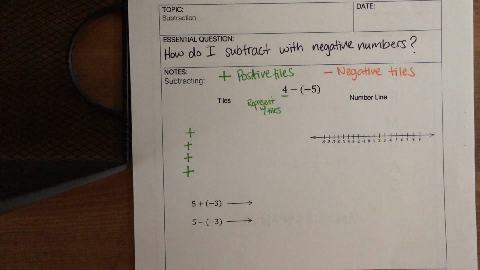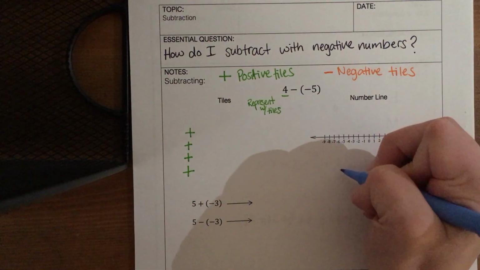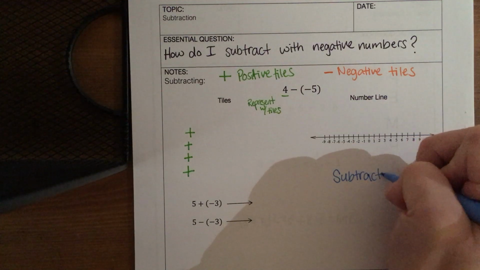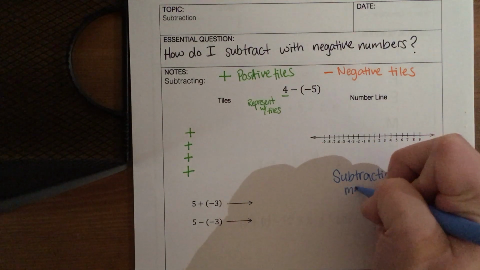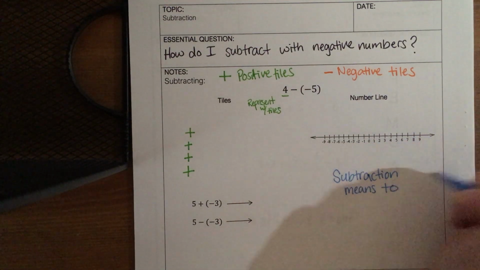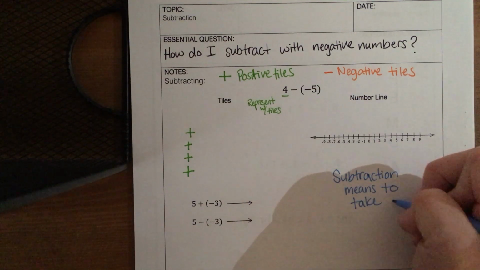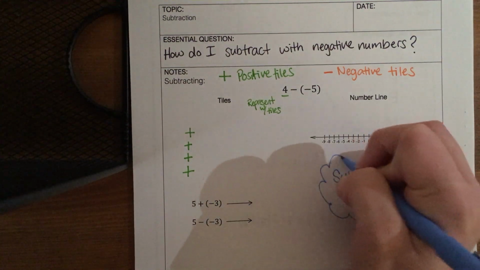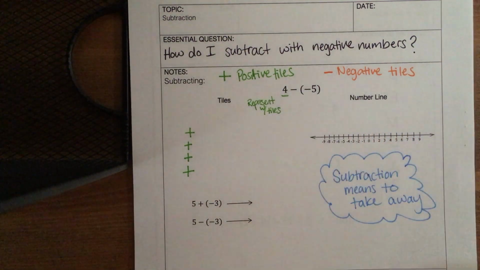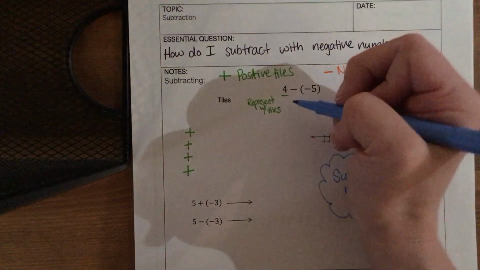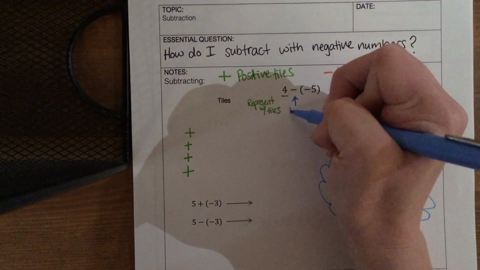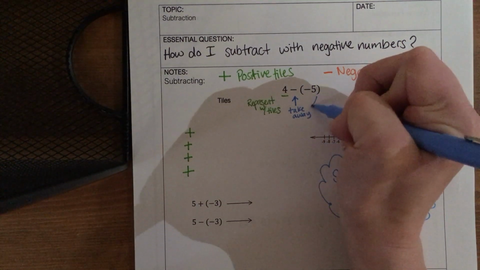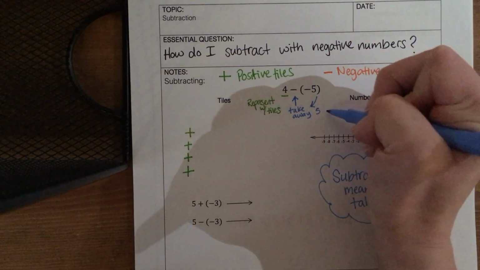One of the main things that we talked about today, and I'm going to write it over here, is that subtraction means to take away. And that's really important, so I'm going to put this nice big bubble around it. Subtraction means to take away. So this means that I want to take away 5 negatives.